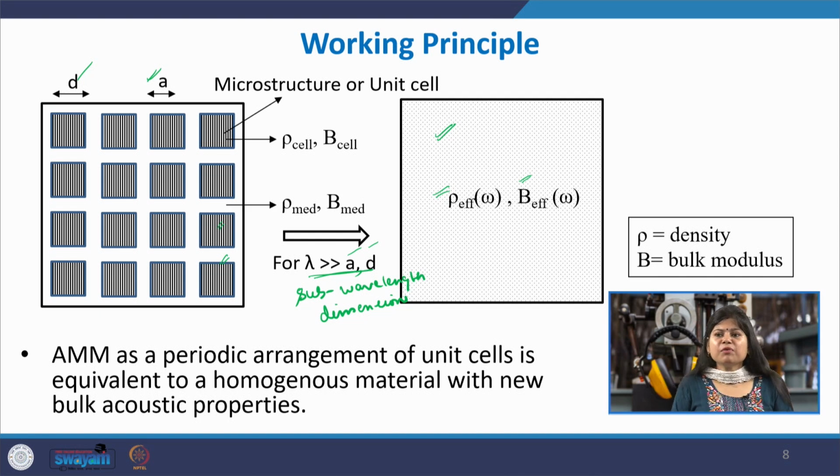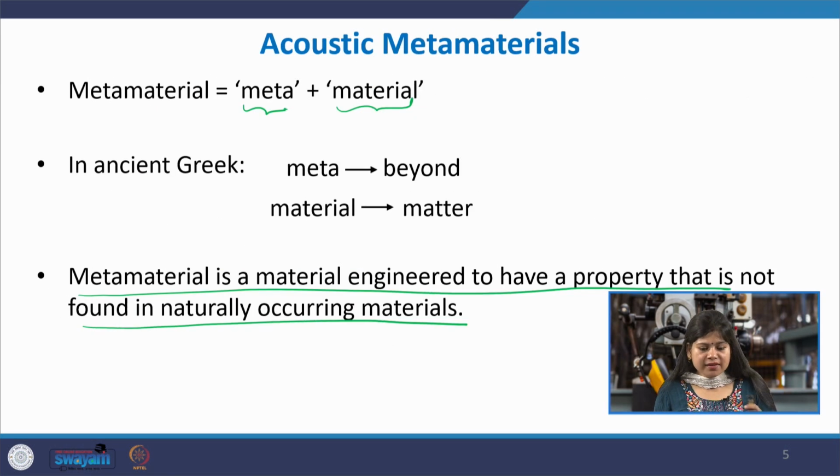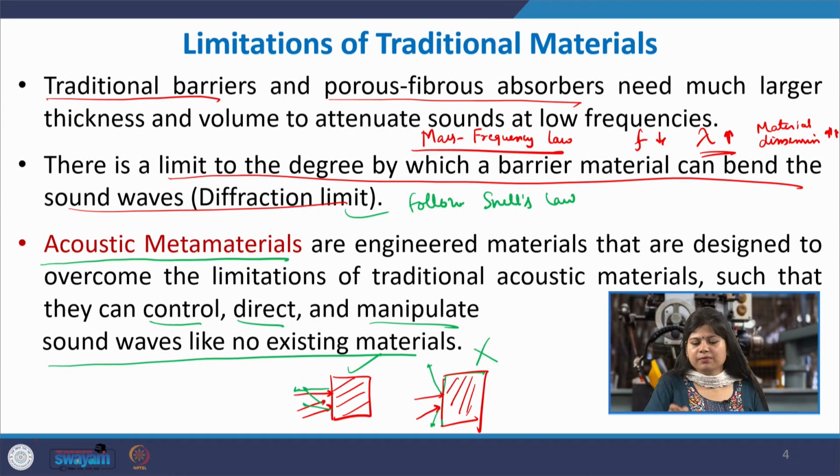Which means that we may be able to construct a metamaterial so that its overall dimension is smaller than the wavelength of the sound wave, and we may be able to attenuate the sound wave using that. So, we could solve this problem of low frequency sound absorption.